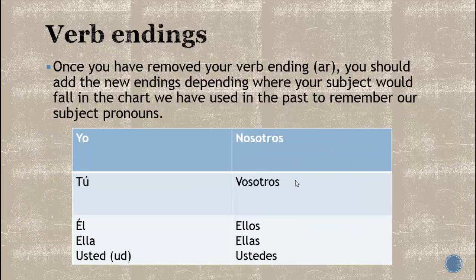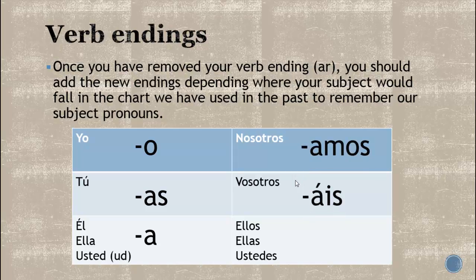So, once you have removed your ending, so in this case it is AR, you should add the new endings depending on where your subject would fall into the chart that we've used. So, for yo form verbs, and keep in mind that this is just for regular verbs, some are irregular and we'll get into those later. This is just for regular AR verbs. So in the yo form, after you take off your AR, you will add o. In the tú form, after you take off AR, you will add as. Él, ella, usted, a. Nosotros, amos. Vosotros, áis. And ellos, ellas, ustedes, an. Again, you are putting these endings on the verb in place of the AR that was on the infinitive.